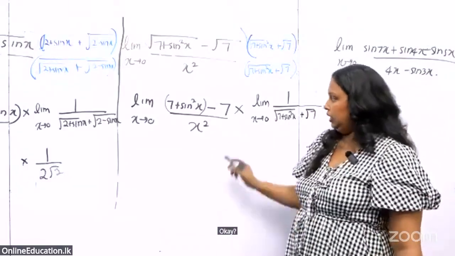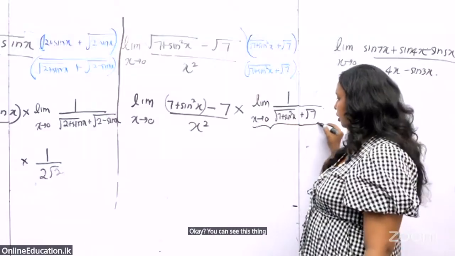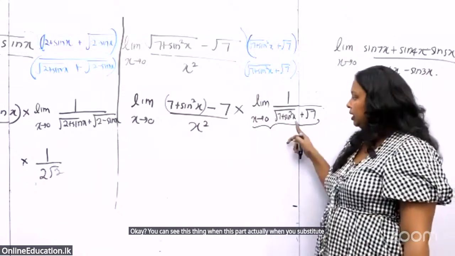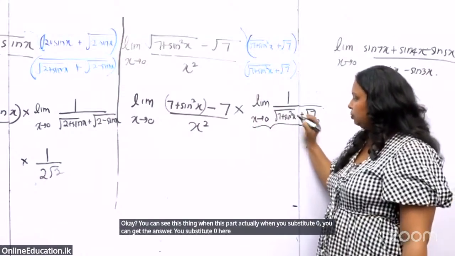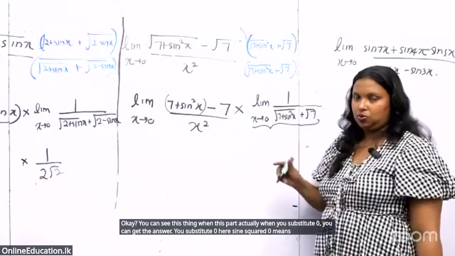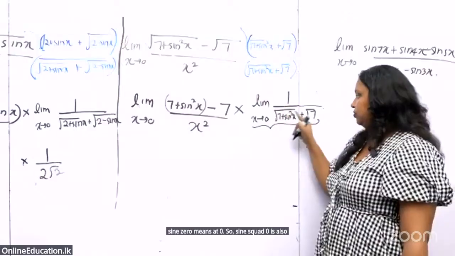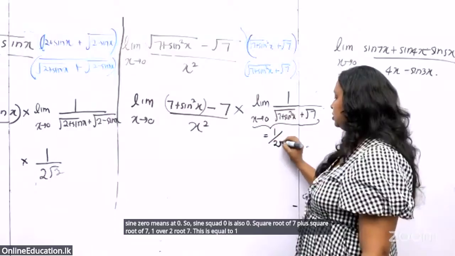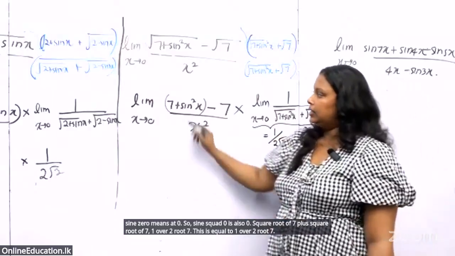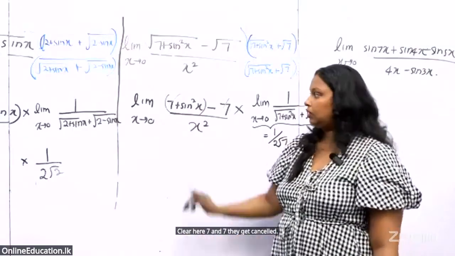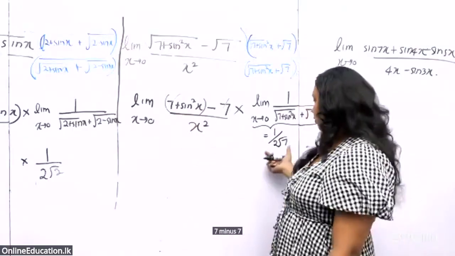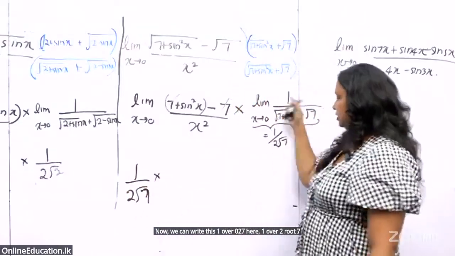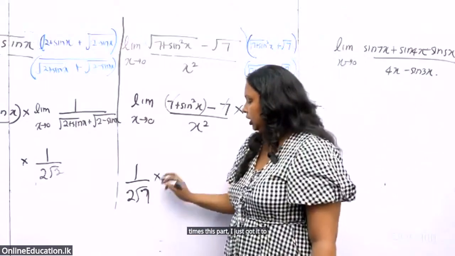Okay, you can see this thing when we separate multiplication. So this part, actually, when you substitute 0, you can get the answer. Sine 0 means what? 0. So sine squared 0 is also 0. Square root of 7 plus square root of 7, 1 over 2 root 7. Clear? Here 7 and 7, they get cancelled. 7 minus 7. Now we can write 1 over 2 root 7 times this part. I just got it to the front.